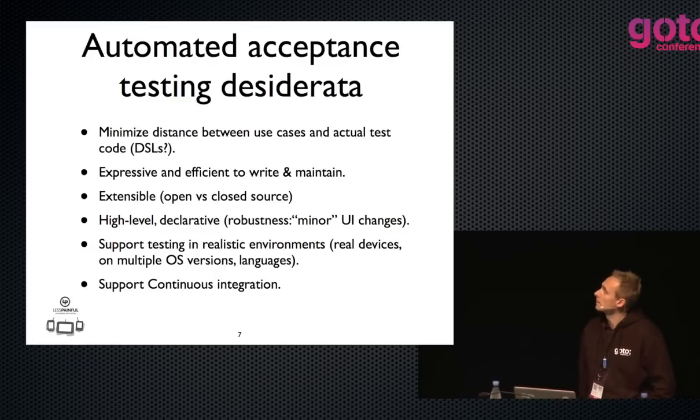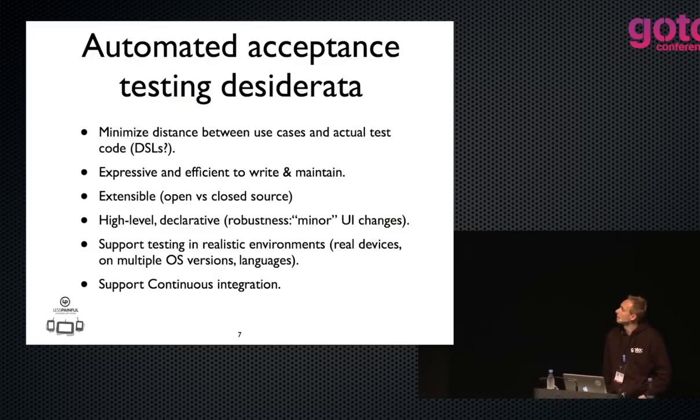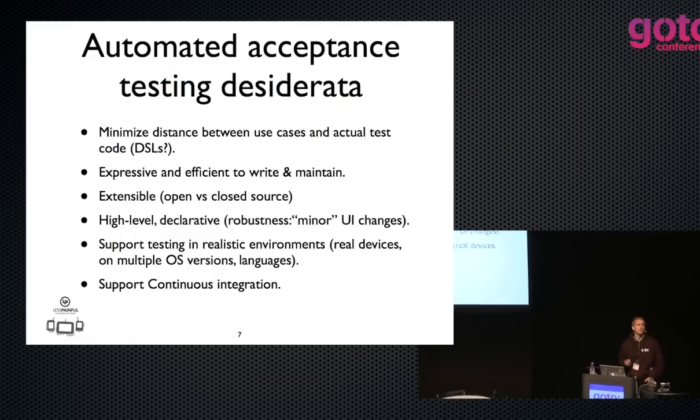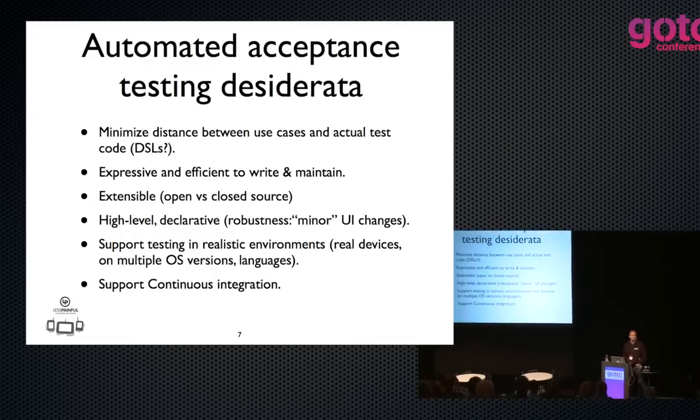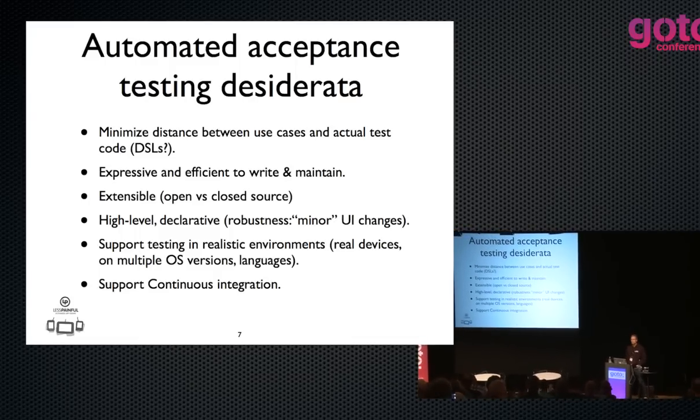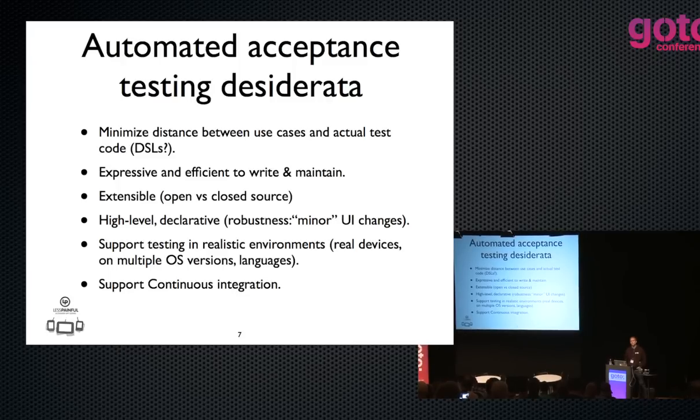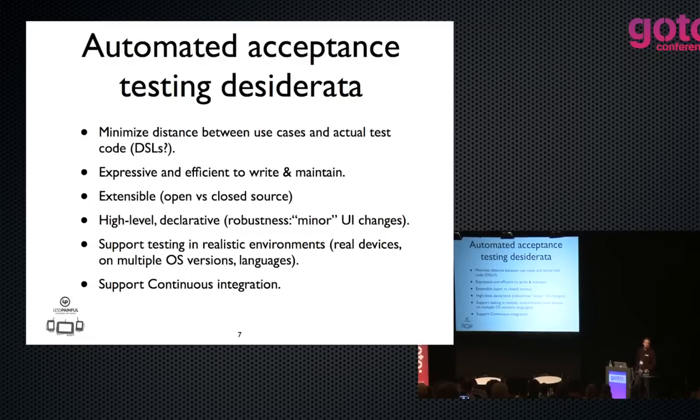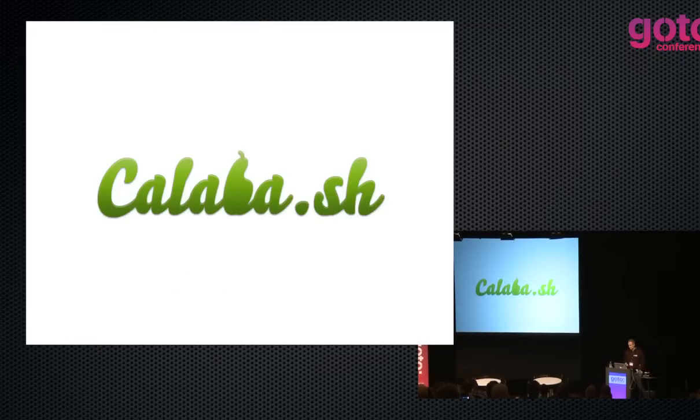Finally, we need to support testing in realistic environments, and what I mean by that is I want to run my tests on actual devices, running different versions of operating systems and supporting different languages, because that gives me more confidence that the app I'm building is actually doing the right thing. And the final thing is I want to support CI. All right, so this gets us to Calabash.